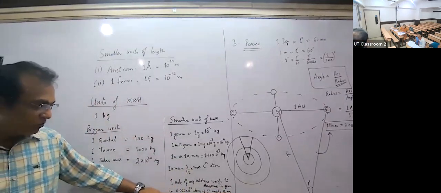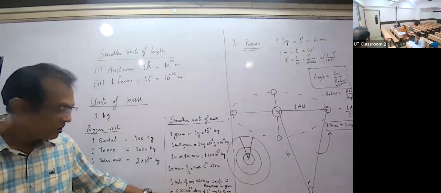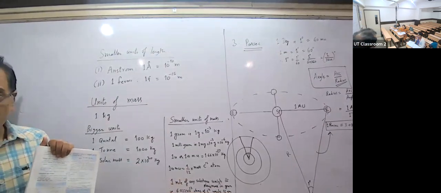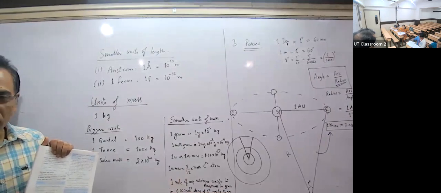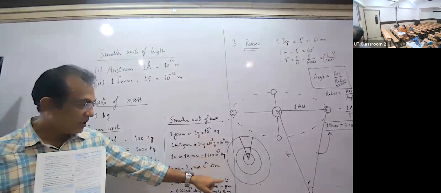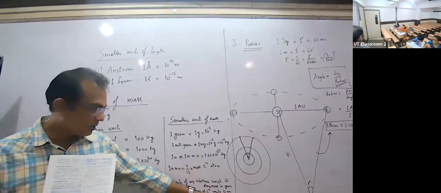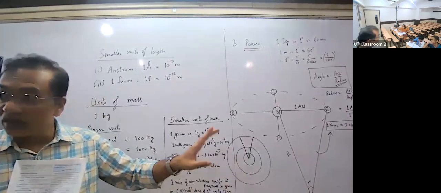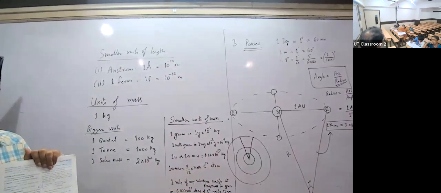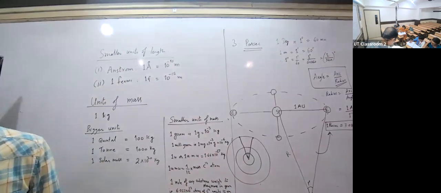So therefore, one C atom will weigh how much? 12 gram divided by 6.022 into 10 raised to 23. This is how the calculation goes. And gram is how much? 10 raised to minus 3 kg. So one mole is either 12 gram or 12 into 10 raised to minus 3 kg. That's how you get this calculation. Okay. So we are done with the mass units.